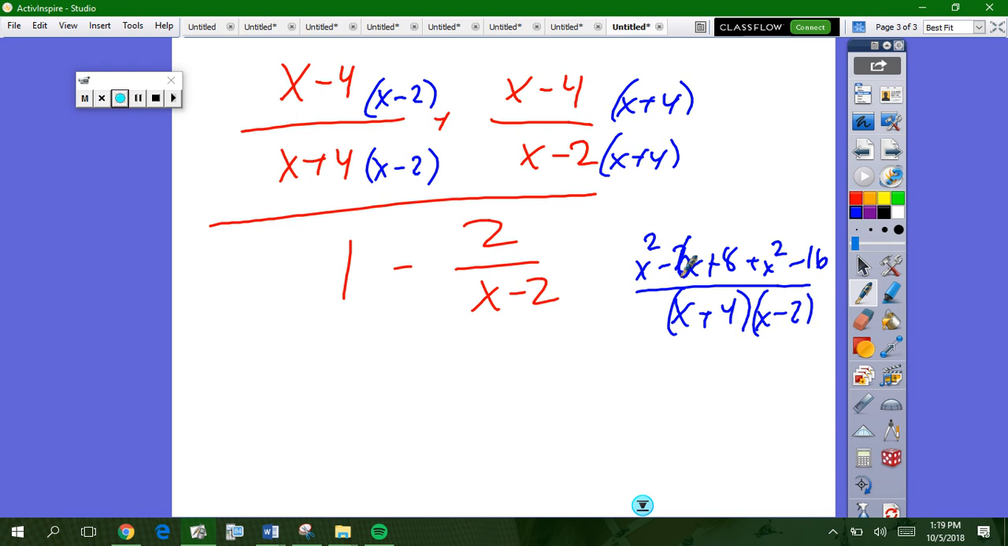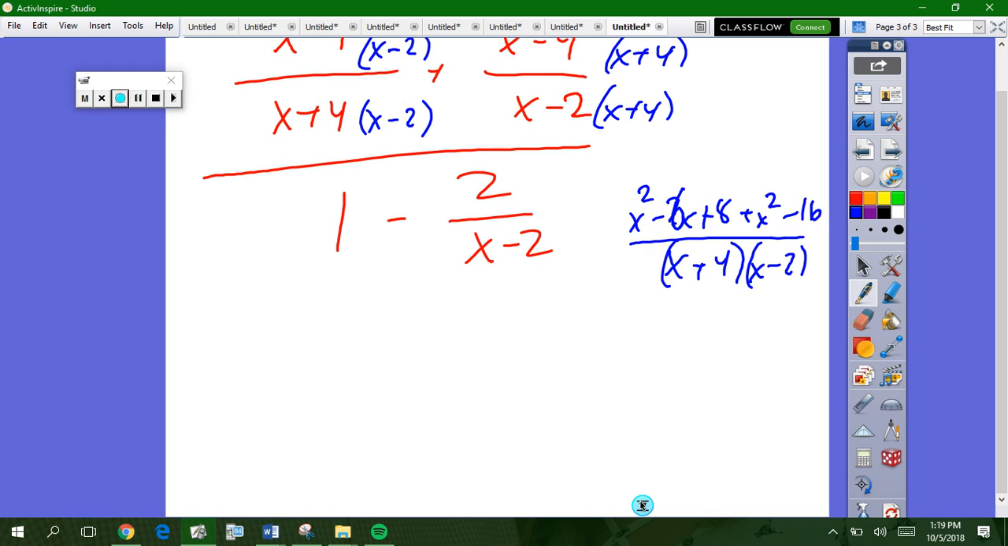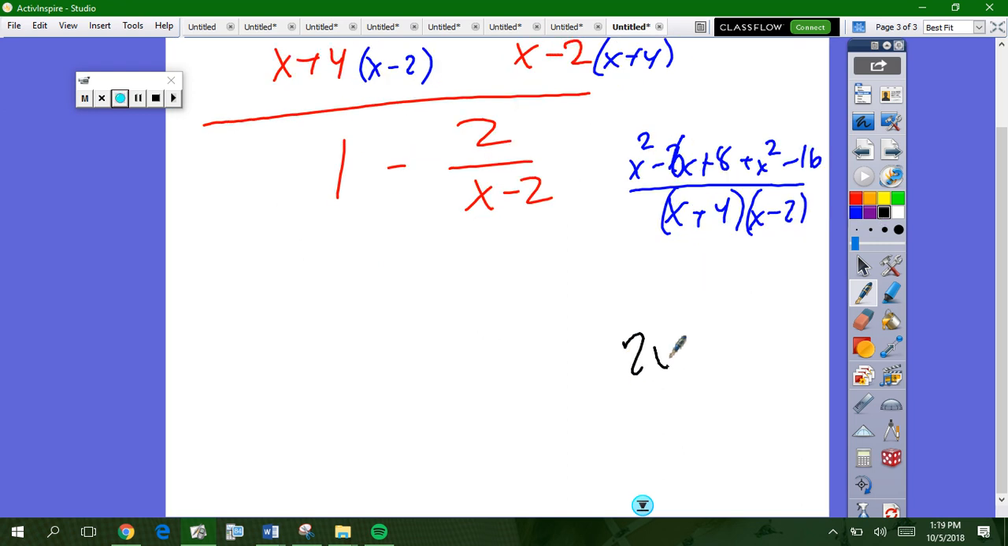Then I distribute, x squared minus 4x plus 4x minus. That combines to be 2x squared minus 6x minus 8. Okay. I just combine these guys right here. Over.